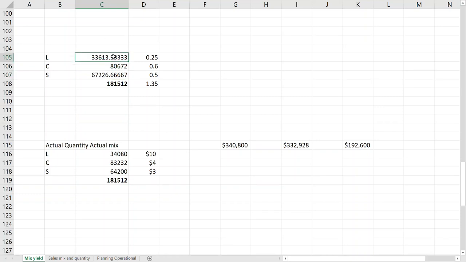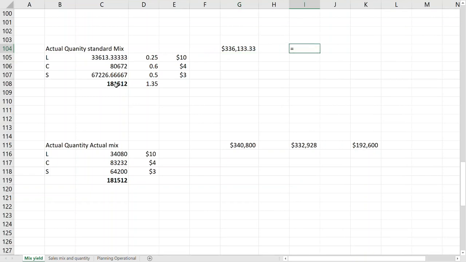Does it make sense? Because we have used more expensive material, because this is standard. This is what you call actual quantity, but in standard mix. So our mix is expensive, to put it in simple words. So it should give us adverse variance. So I don't need to multiply this one, I just multiply by the price.